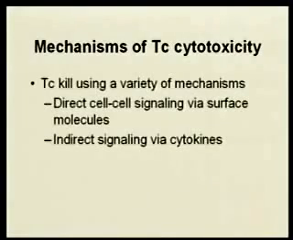As for the mechanism of killing, there are several different mechanisms. You can have direct cell-to-cell signaling via surface molecules. We'll discuss this. Two of them are the interaction between Fas ligand and Fas, and also TNF receptors. There are also ways of indirect signaling via cytokines. We'll discuss these in more detail in the next couple of slides.